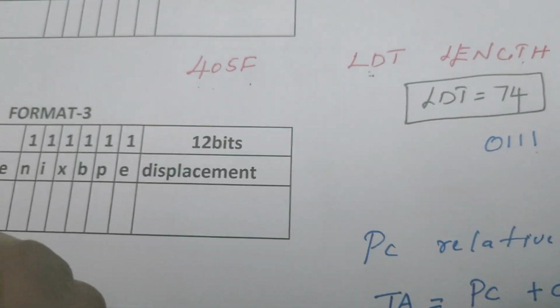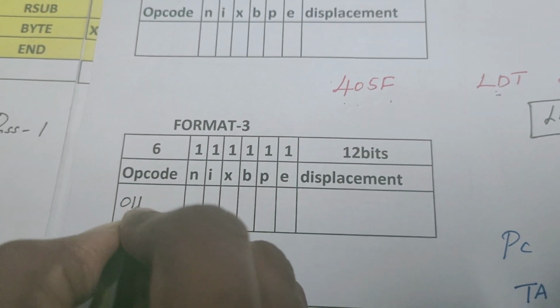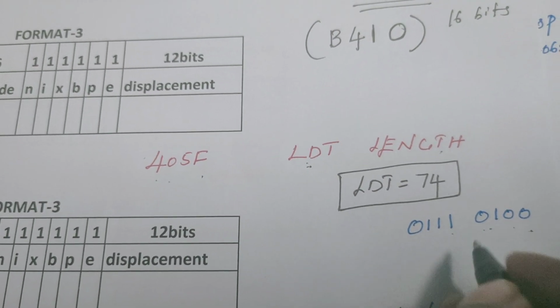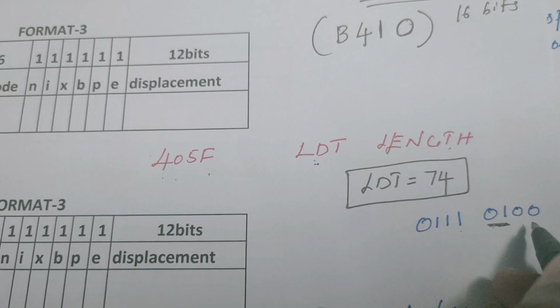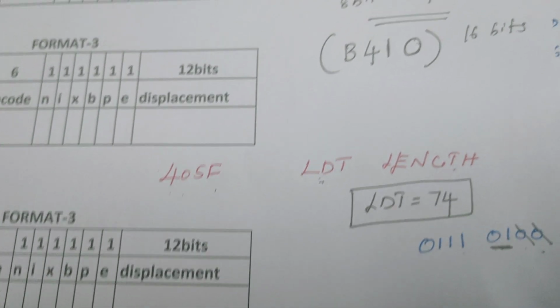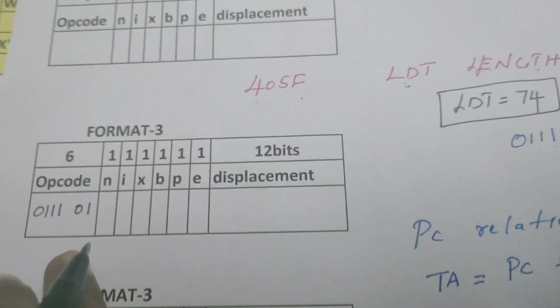Let me write 7 0 1 1 1 as it is. Then for the 4, 0 1 0 0, I'm going to write only these 2 bits and leave the last 2 bits. So let me write a 0 1 here. Right, we filled the opcode.